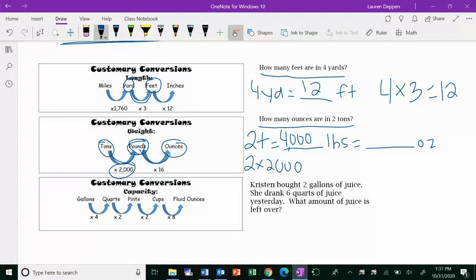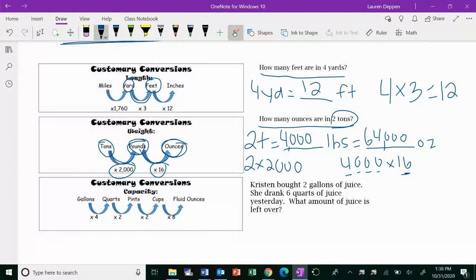Now to go from pounds to ounces, I multiply by my conversion factor of 16. 4,000 pounds, which is what I have, which is the same as 2 tons, times 16 will get me the number of ounces. I can use my zeros trick to multiply 16 times 4 and then add the zeros at the end. 16 times 4 is 64, and I add my 3 zeros back into my answer. So in 2 tons, there are 64,000 ounces.